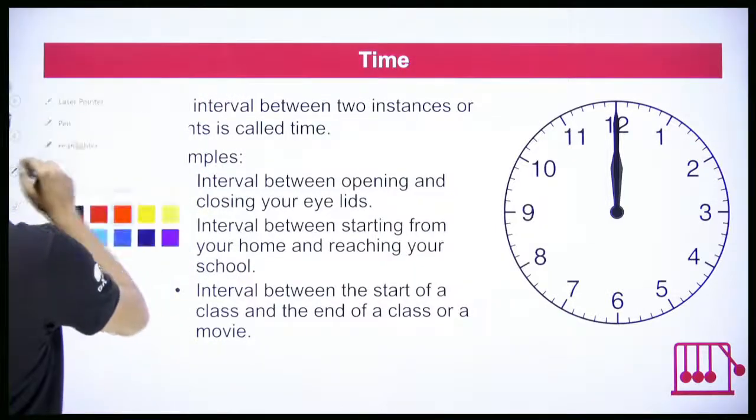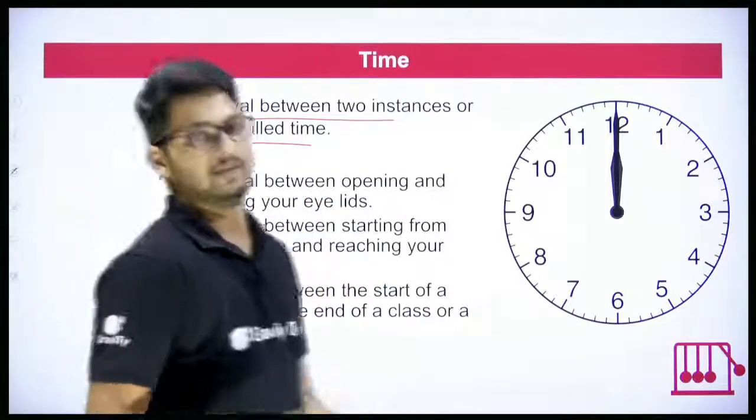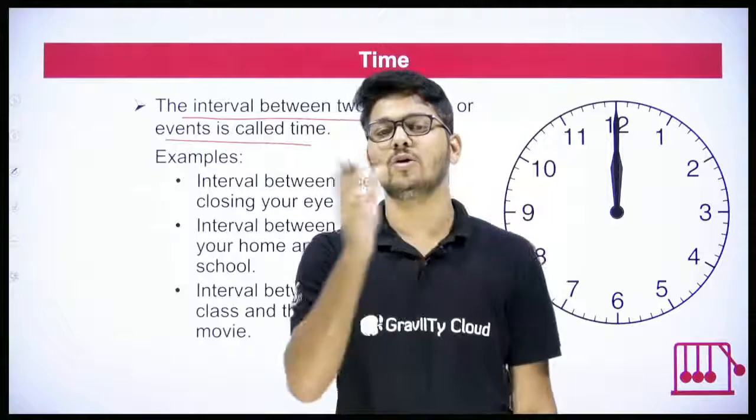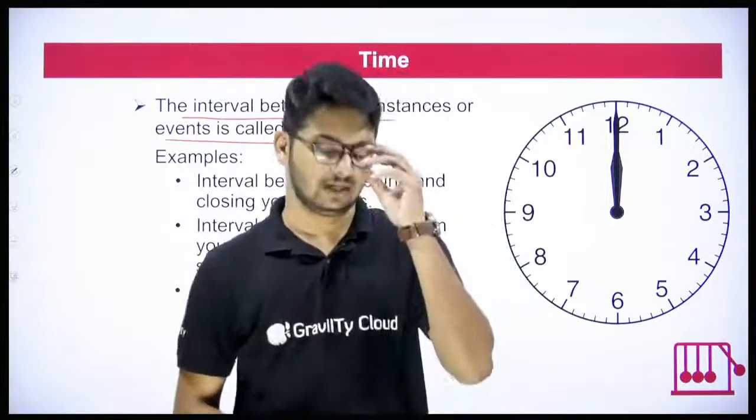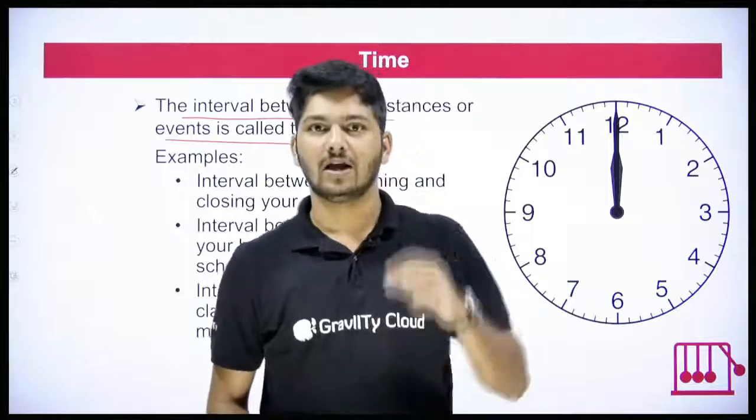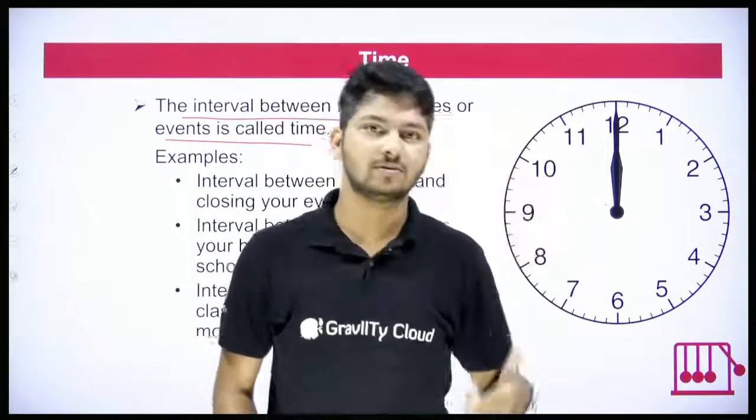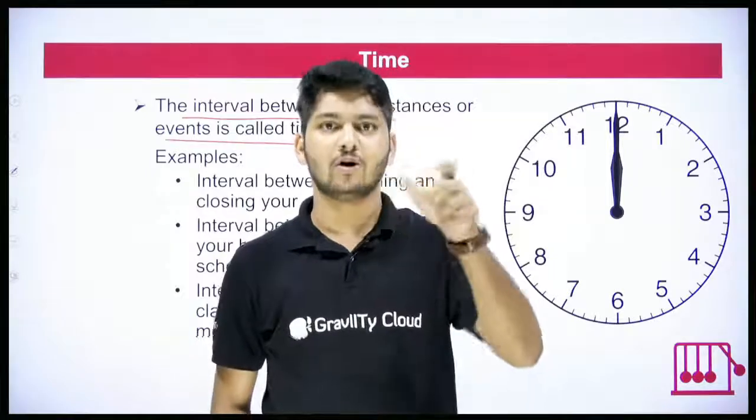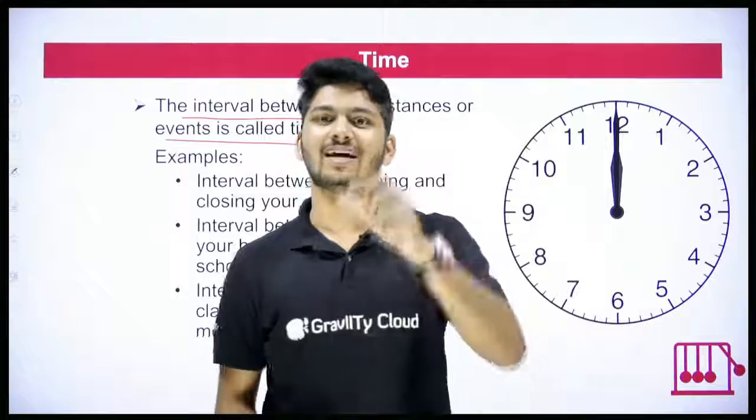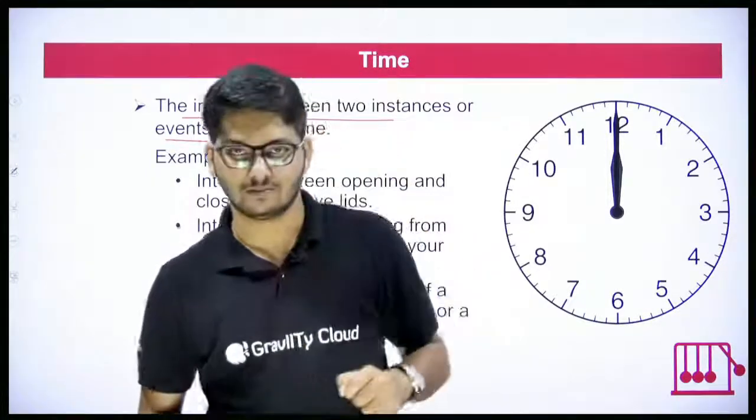The interval between two instances or events is called time. Yes or no? Time taken will be between two events. For example, if you keep looking at my eyes, I might be blinking. Between two consecutive blinks, how long does it take? That is a time interval. That is time.